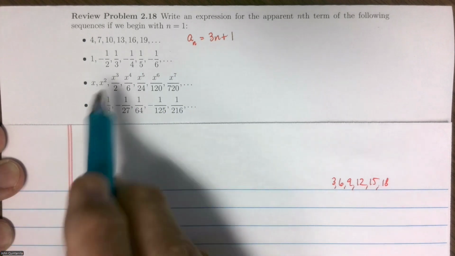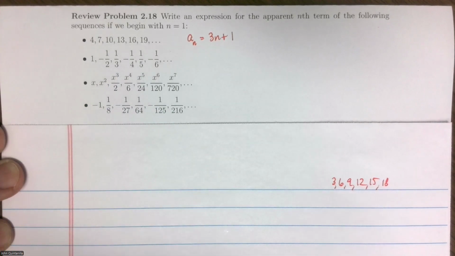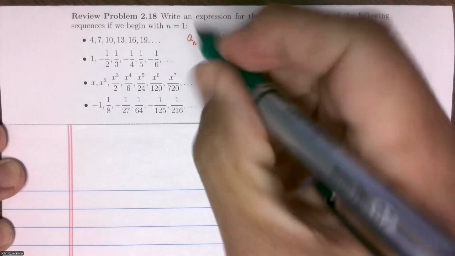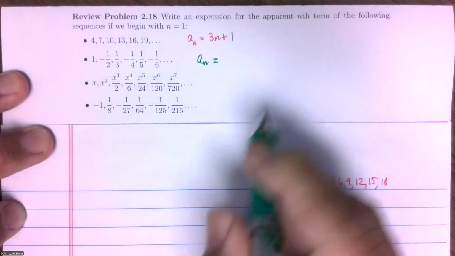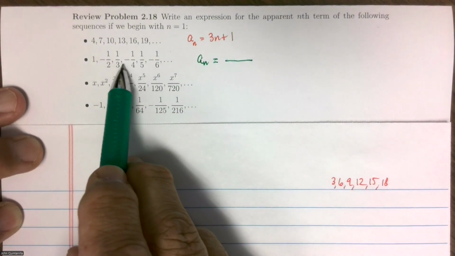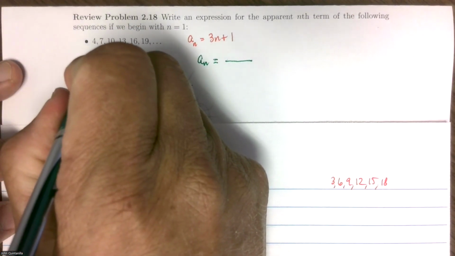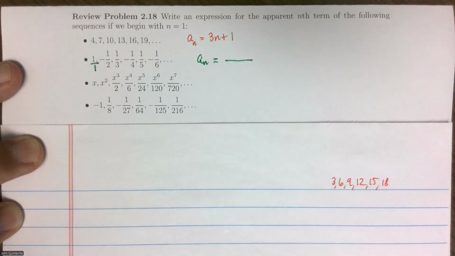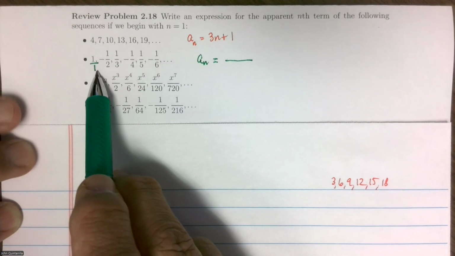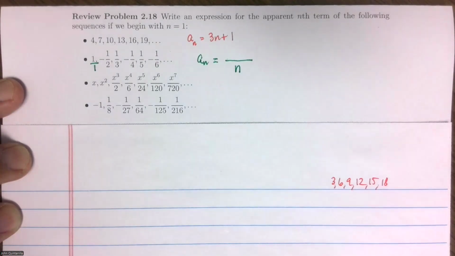All right, next one. 1, negative a half, 1/3, negative a fourth, 1/5, negative 1/6. All right, so let's kind of take this one back in pieces. So a sub n equals. Okay, clearly there's a fraction. Also, I see that I have a denominator on all of these except for the very first term. And so let me put the denominator there, 1 over 1. All right, now I can see the denominator has a clear pattern, 1, 2, 3, 4, 5, 6. And so the denominator is simply going to be equal to n for these terms.